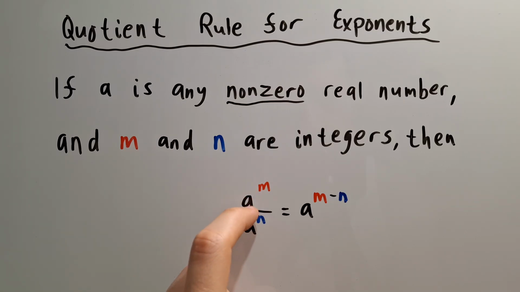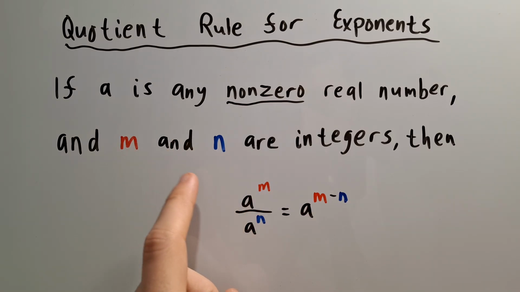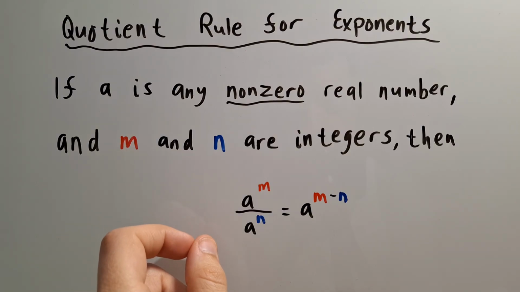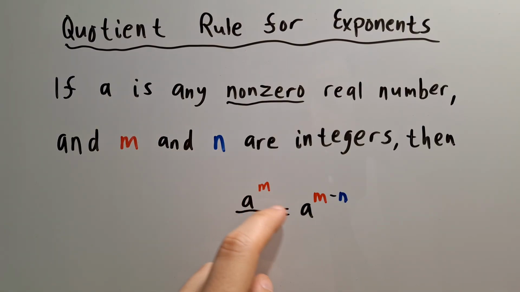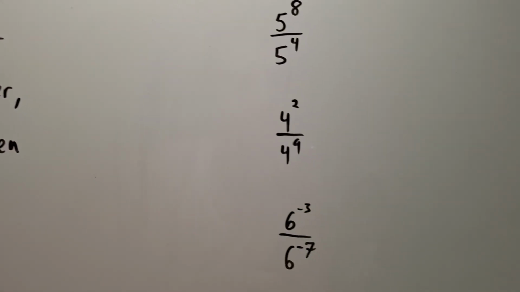So all we're doing here is taking the difference, or subtracting their exponents. Unlike product rule, where we were multiplying the same bases, we were adding the exponents. For quotient rule, we are subtracting the exponents with those same bases. So let's look at a couple of examples over here.